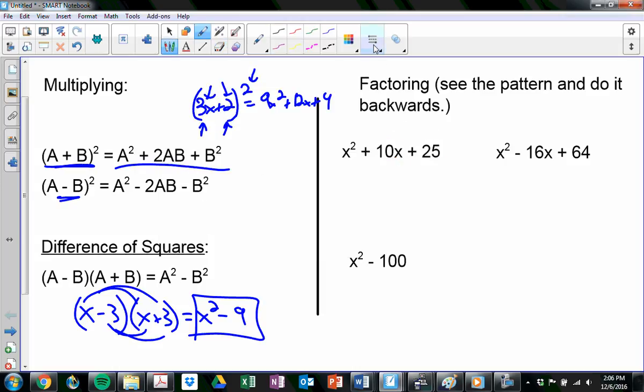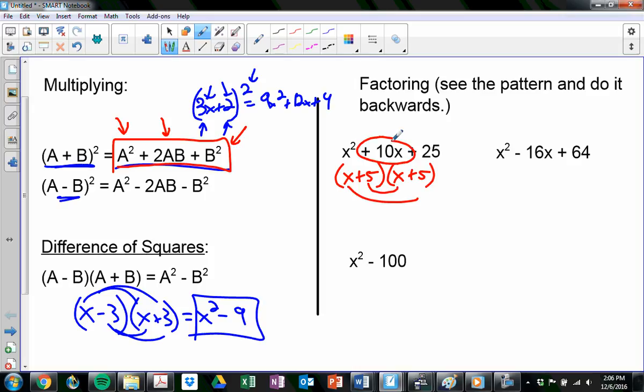So basically, I check for this pattern. A square number here, a square number here, and an even number there. And if ever that happens, I'm pretty sure this can factor into (x + 5) times (x + 5), because 5x and 5x get me the positive 10x that I needed. So we actually just call that (x + 5) squared for its factoring.